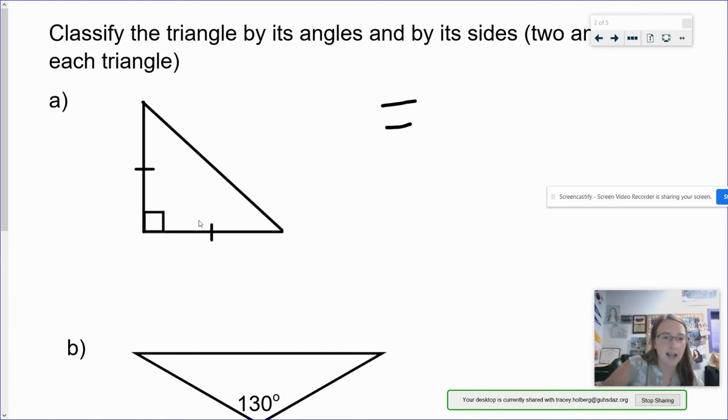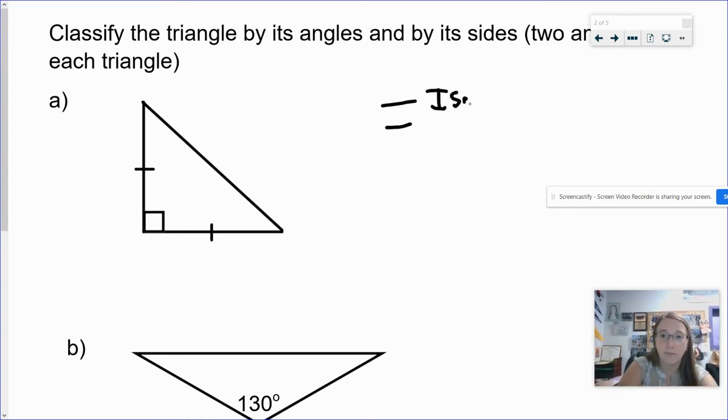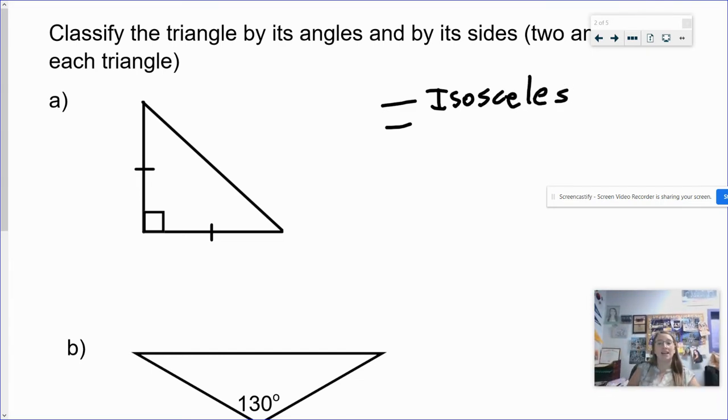So let's look at its sides. I've got these 2 marked right here, and this one's not marked. So what this means is these 2 sides are congruent. Look back to your notes. Look at the classification by sides. Which one has 2 sides congruent? Isosceles. I always spell isosceles wrong. I think that's right. This is an isosceles triangle because it has 2 sides congruent.